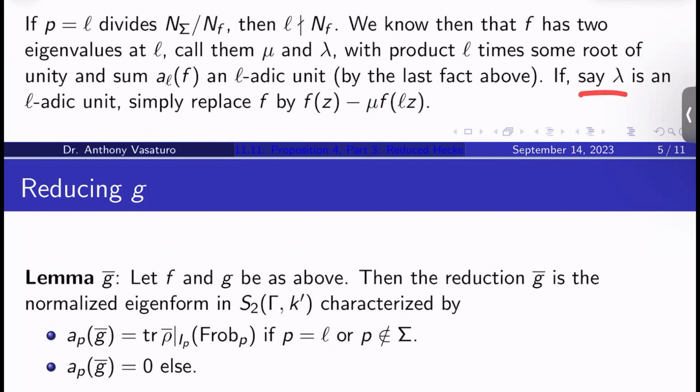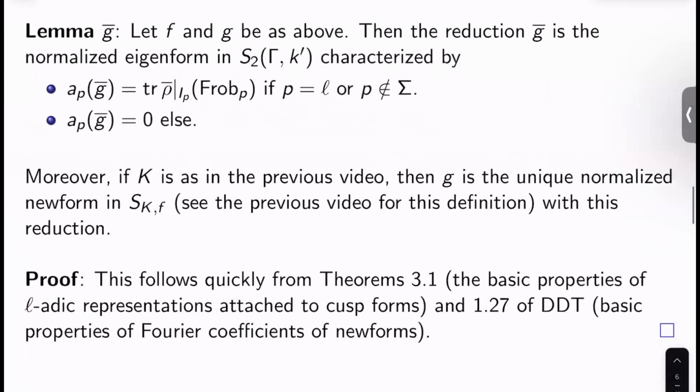If, say, lambda is an L-adic unit, just replace f by f(z) minus mu f(Lz), and you've got the desired property at P. And so in all cases, we were able to replace f by a cusp form G that had all three properties in that list on the last slide. So who cares about this G? Well, let's see. Lemma, G bar, I'll call it.